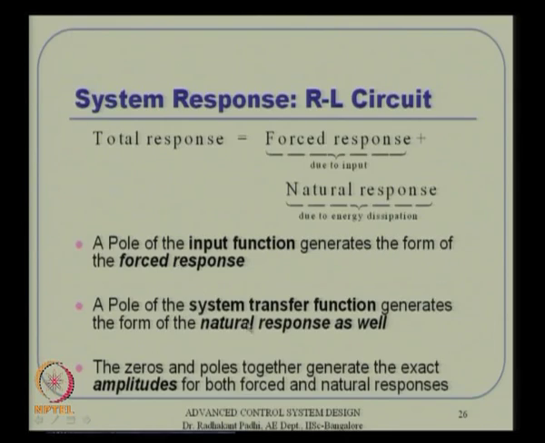So this part is the forced response, that part is the natural response. Then the zeros and poles together, everything you have to consider together, will dictate the exact nature of the response, including the amplitude, how much it will go, where it will go. The zeros also play some role, which we will see towards the end of this class.